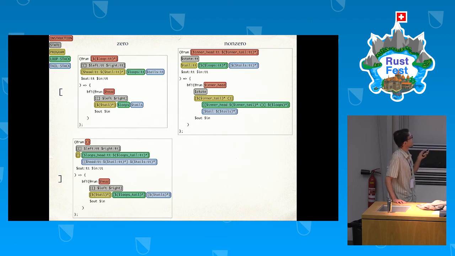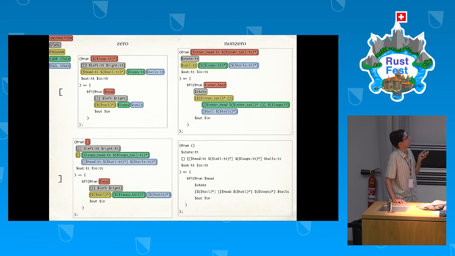We pop the tail stack. So you see the rest of the tails becomes a tail stack. And this is the code that we remembered to run after the loop. So the next instruction is the first one from here, and the rest of them are just the rest of it from here. Lastly, when the current cell is not zero, we're going to restart the loop.